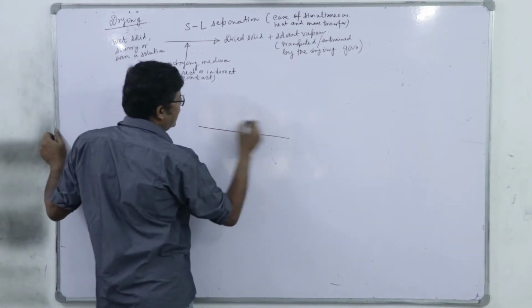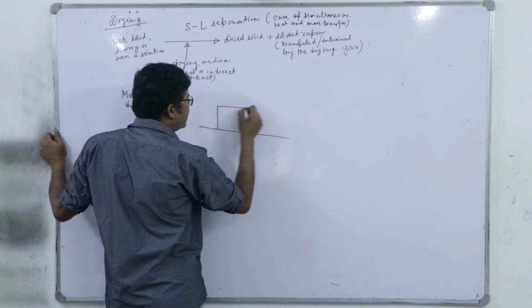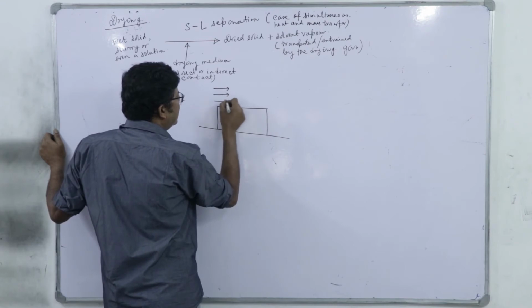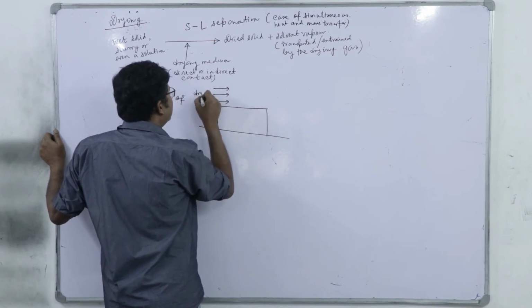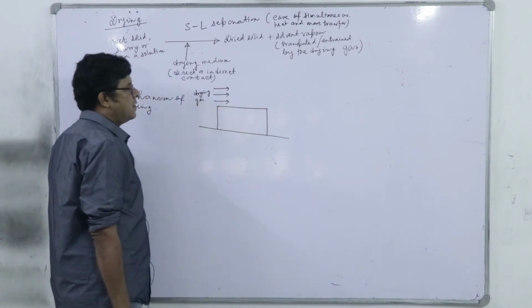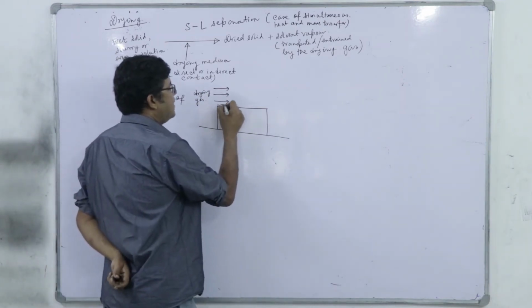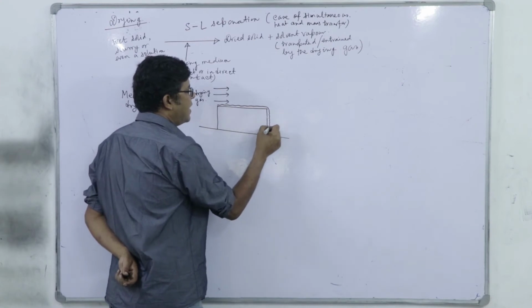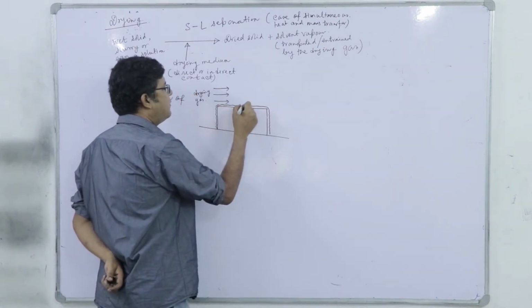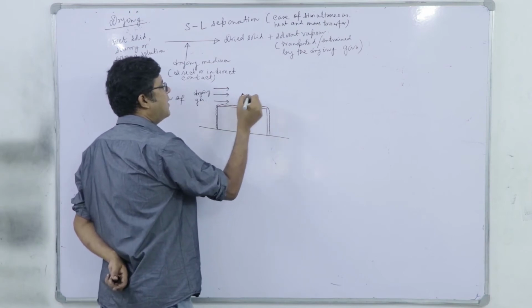See, I have a solid block which is wet, and we have a drying medium or a gas flowing over that block. So you see, initially if the solid is heavily wet, there will be a film of water. So from that film it starts evaporating.